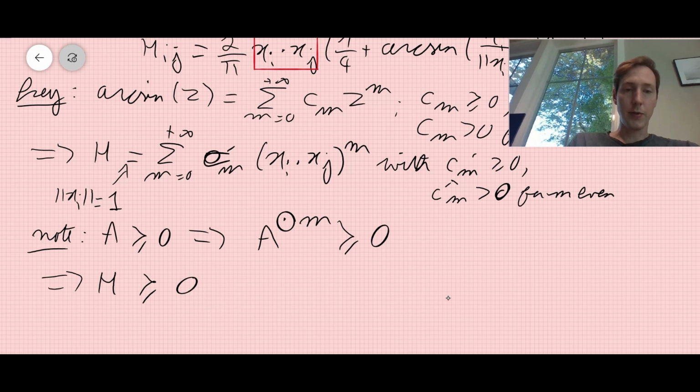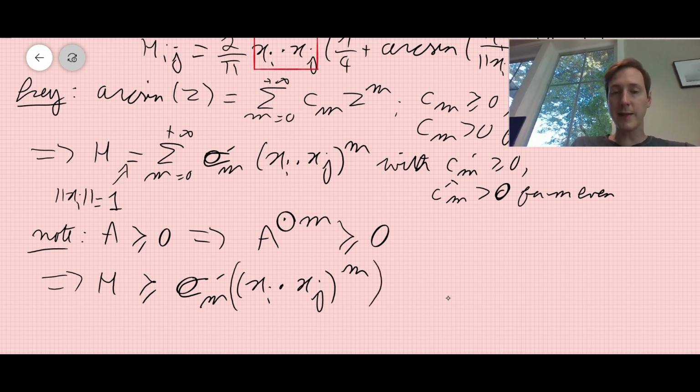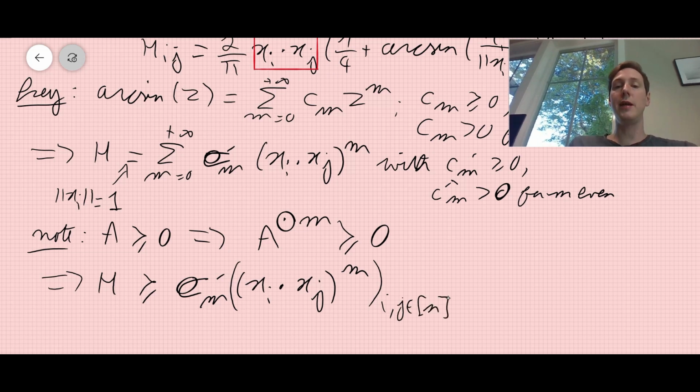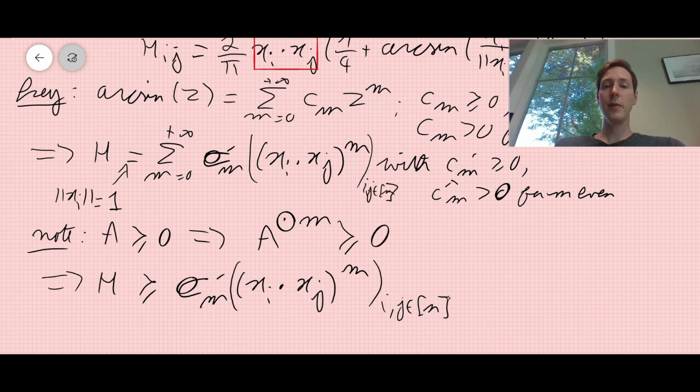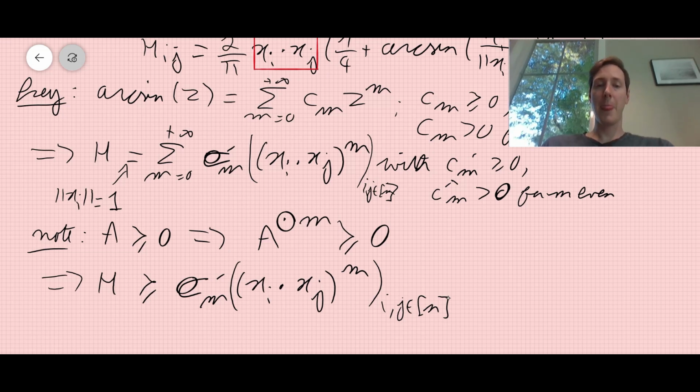Okay, I don't know why I can't erase this. Cm prime times xi.xj to the m. And just to be clear, I don't know if this was clear. When I write this on the right hand side, it really means the matrix whose ijth entry is xi dot xj to the m. Okay, here's the same thing, xi dot xj to the m. This is the ijth entry. Okay, this is just using this Schur product theorem.